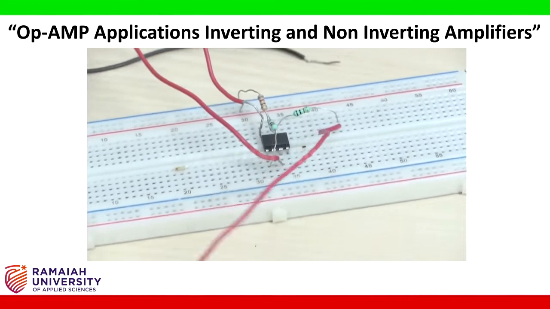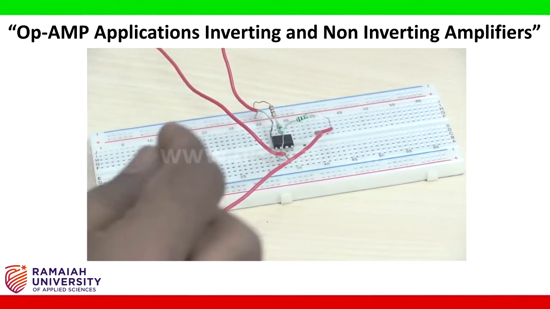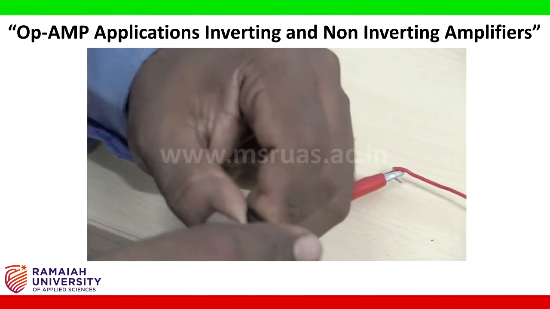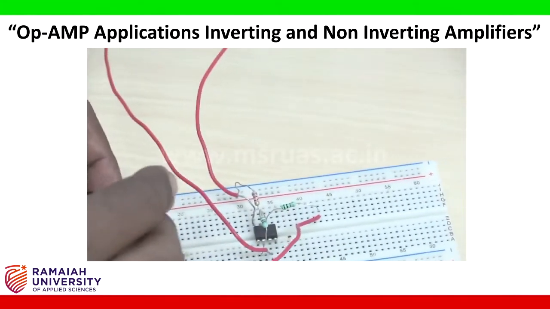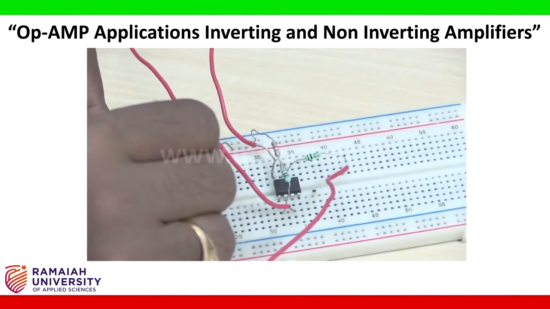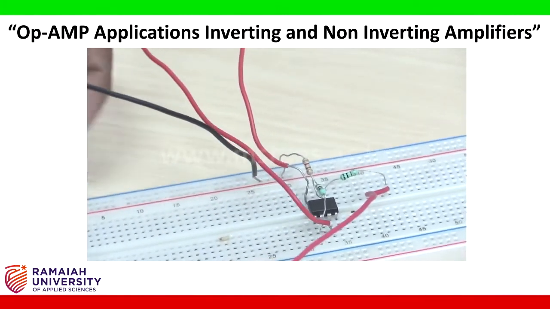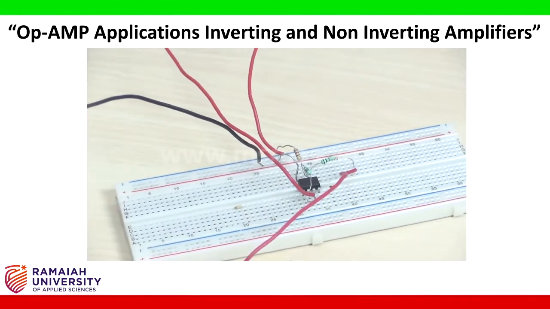The negative supply connects to ground. So this is the ground. I made the point here, the ground. I connected this to ground. The input connection is over.